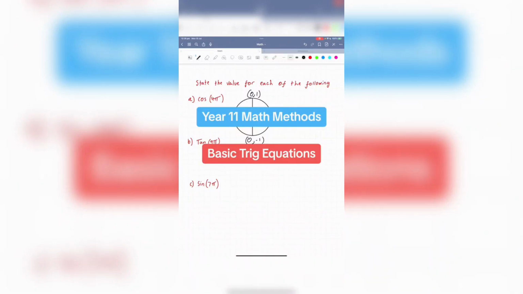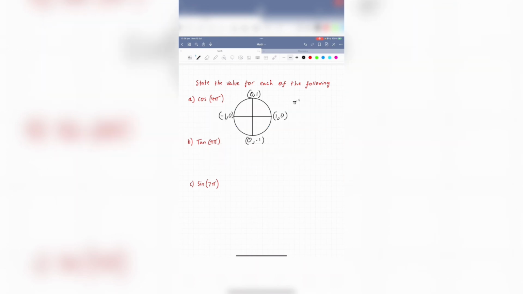Here is a Year 11 Math Methods question in the unit of trig. It says state the value for each of the following: cos 4 pi, tan 9 pi, and sine 7 pi. So we know that pi is radians, so we're working in radians because we're dealing with pi. So pi on its own is equal to 180 degrees.